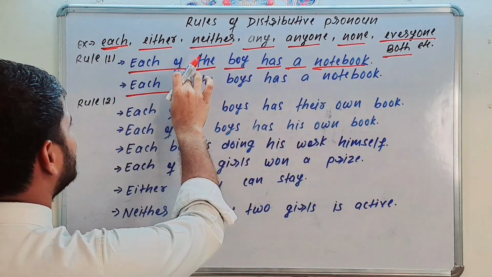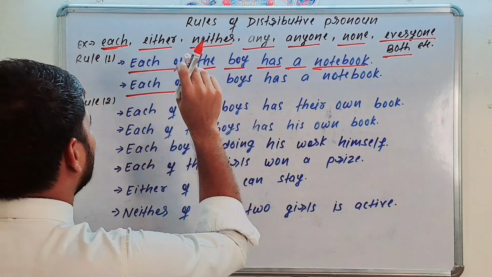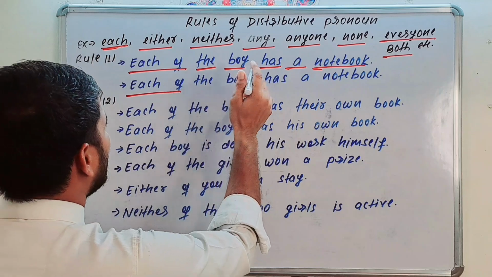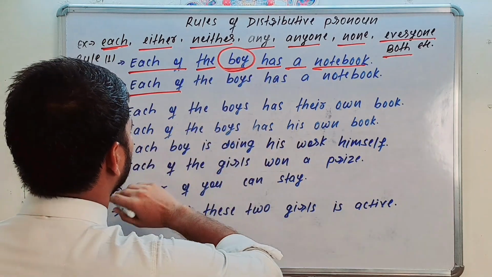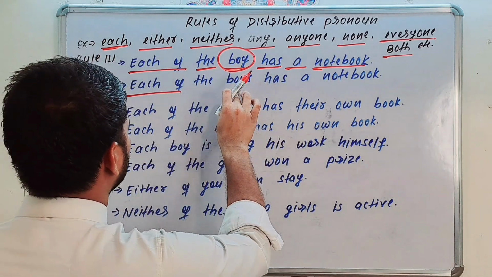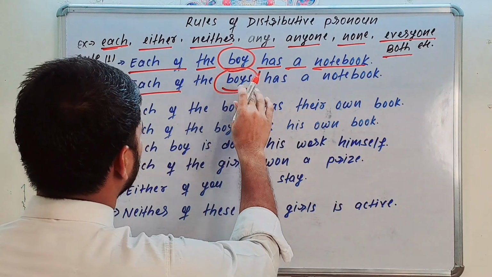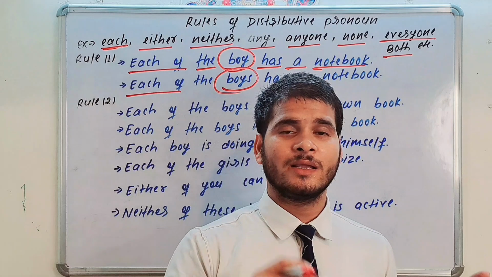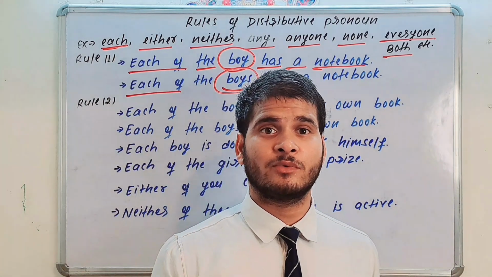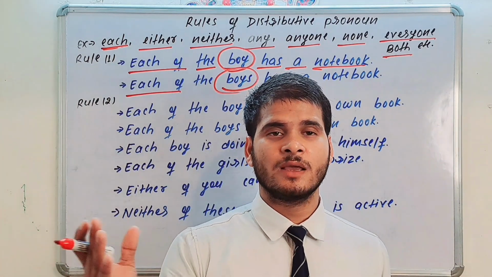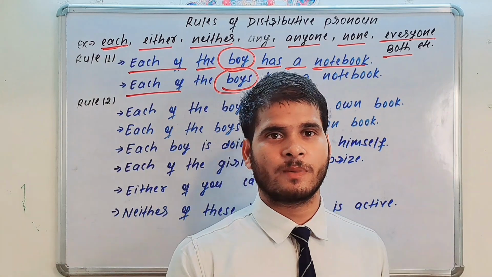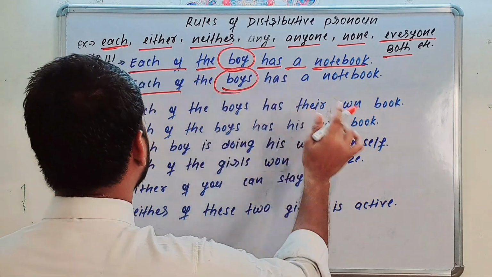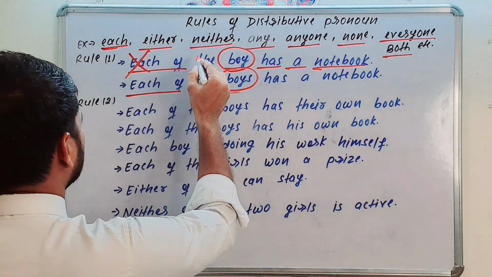And you see, each of the boy has a notebook. I just told you, a plural noun and plural pronoun is used after each of, either of, neither of. And here this is your noun after each of. In the first rule, I told you only a plural noun and plural pronoun is used after each of, either of, neither of. But here in the first sentence, a singular noun is used. So that's why the first sentence is wrong.